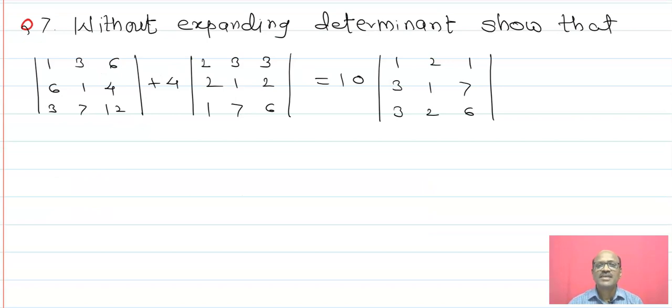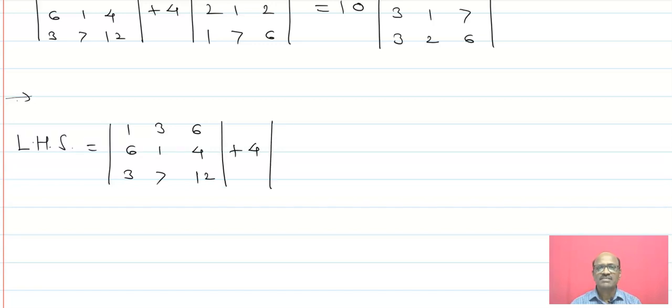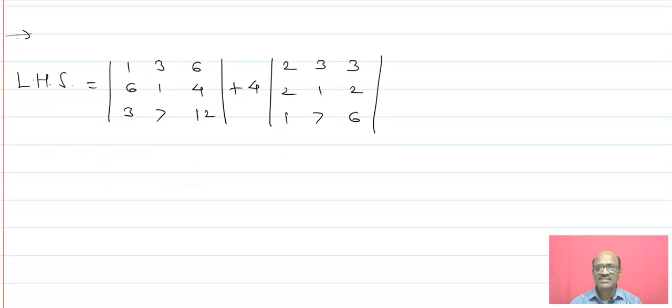Now next is, without expanding the determinant, show that. Again, this type of question is also very tough. Now see this, how. First of all the LHS, that is the first row is 1, 3, 6, second row is 6, 1, 4 and third row is 3, 7, 12 plus 4 in the next determinant is 2, 3, 3, 2, 1, 2, 1, 7, 6.